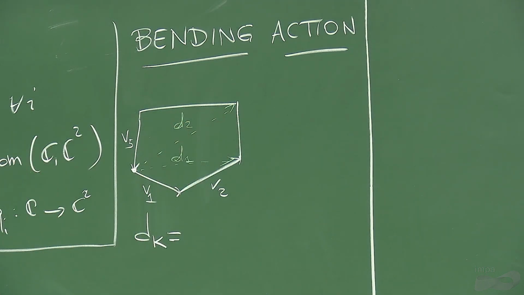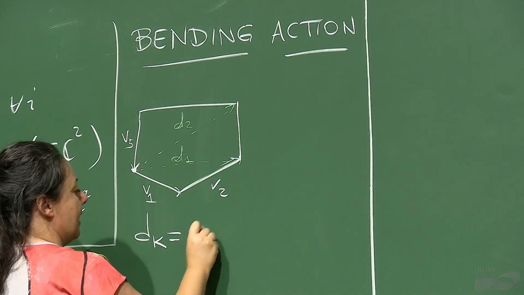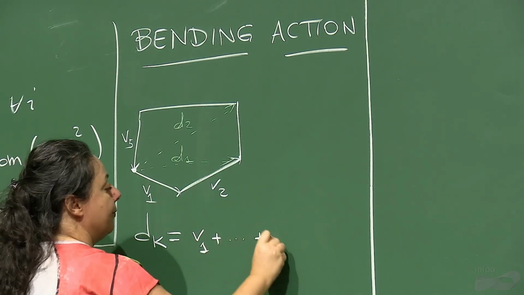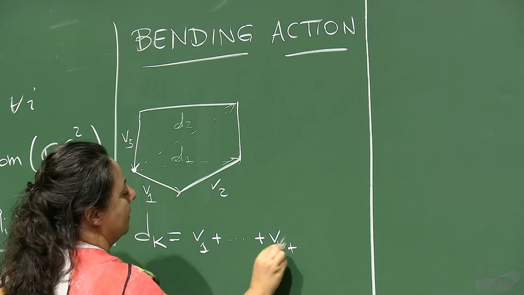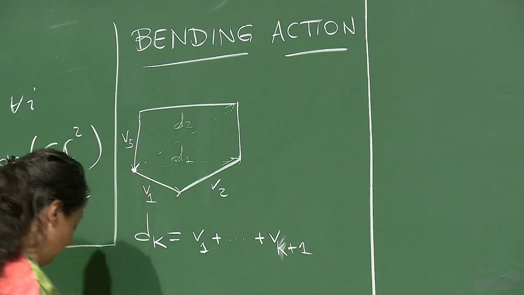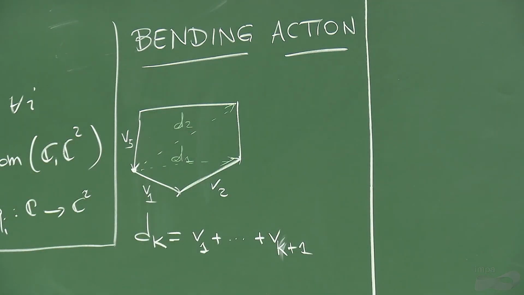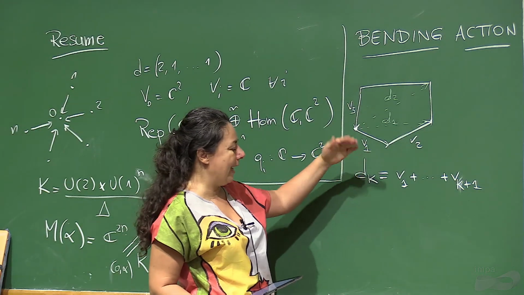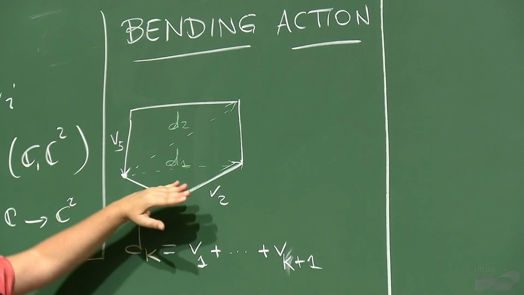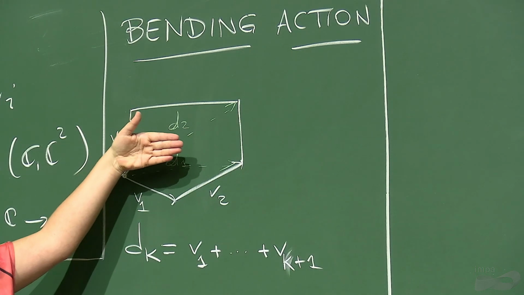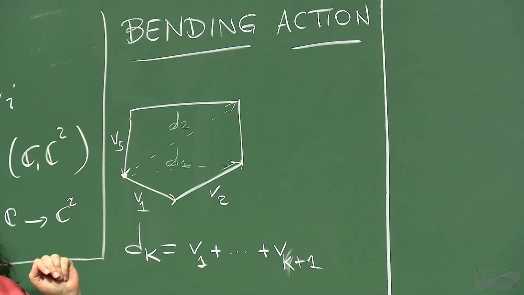This will be my D2, right? So what we have, D_k, is just the sum of the vectors V1 all the way to V_{k+1}, probably. If I'm not, maybe I can take my notes to keep the notation. And then what you can do is you can bend the edges before the diagonal. So in the drawing, the first and the second edge, you can bend these two along the diagonal and let the other edges of the polygon fixed.